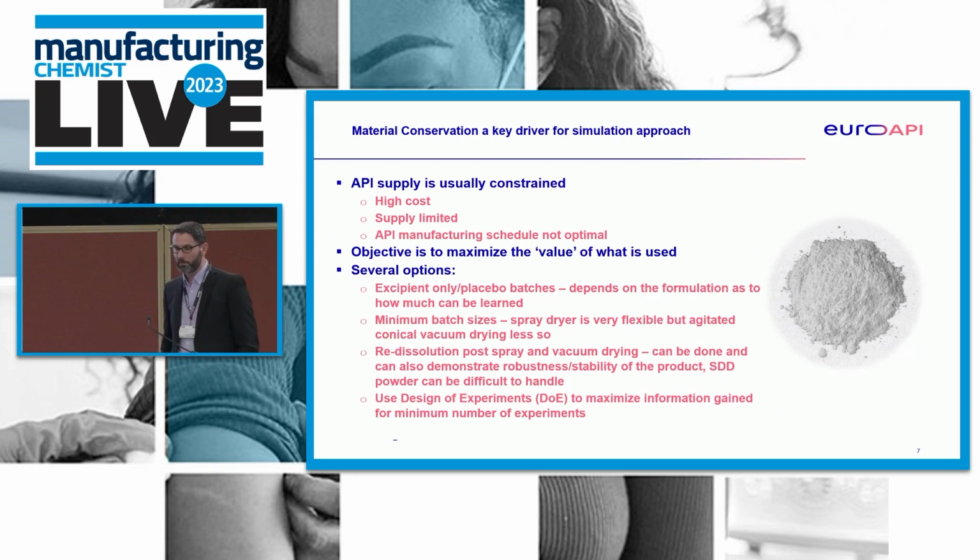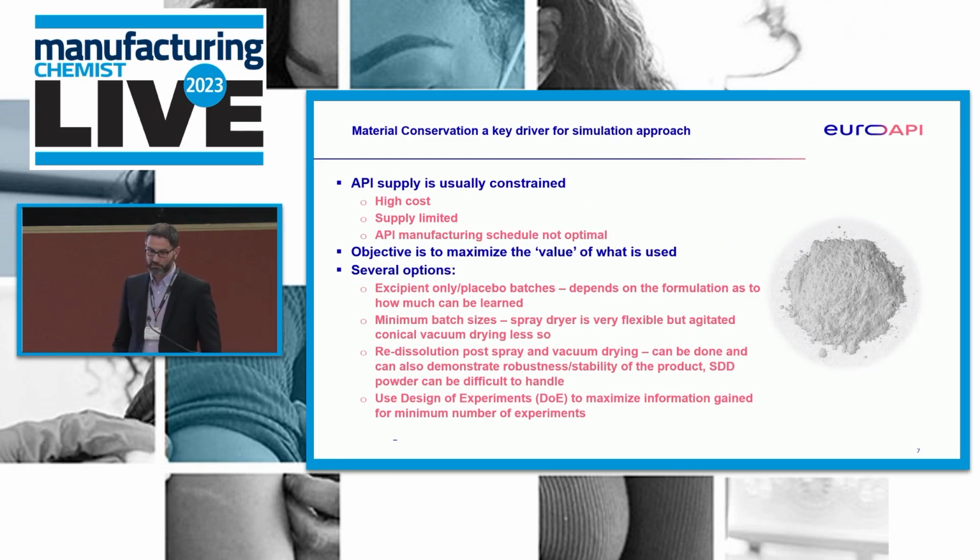So we've mentioned material conservation is absolutely key. It's usually a high cost, particularly in the earlier phases of clinical trials, but also can be very limited in terms of the quantity that's available at any one time. And sometimes the manufacturing schedule from the API supplier is perhaps not optimal. So you have to do as much as you can with what you have. And we're trying to maximize the value.